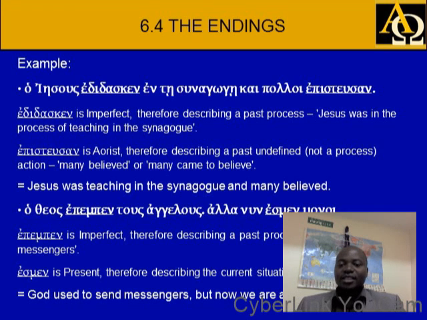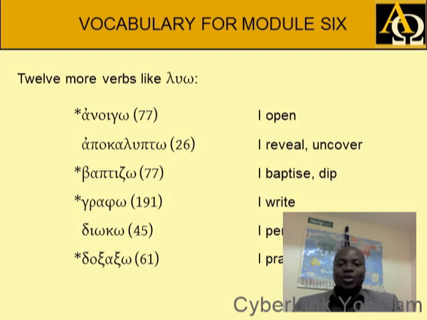Esmen is imperfect. Empepen is imperfect. Esmen is present. So God used to send messengers. But now we are alone. So let's now move on to our vocabulary.